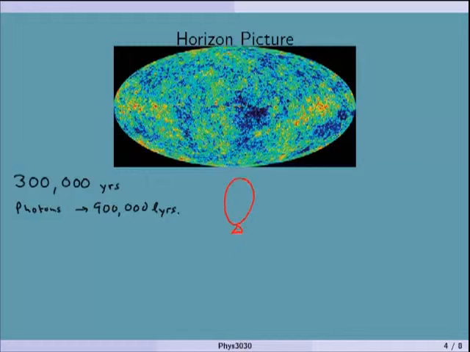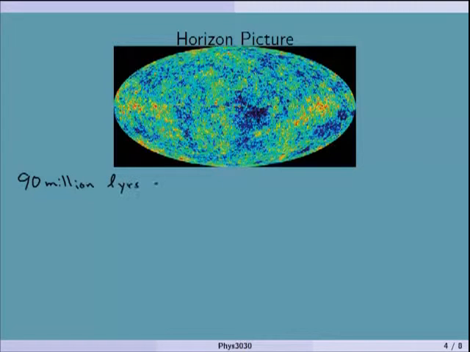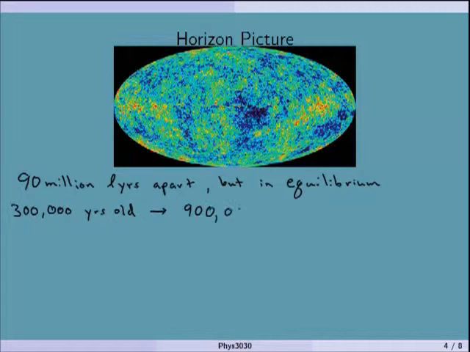Okay, so we have a balloon and we have a little ladybug sitting on the balloon. I want to be really careful about what I'm trying to say here. Let's do the calculation, and you find out that the photons were 90 million light years apart, but in equilibrium. So they were in equilibrium, which means they had some kind of causal contact with each other. The problem was that the universe was only 300,000 years old. At first you'd think that light could have only traveled 300,000 light years, and it actually could have traveled 900,000 light years. That's in your book, and I want to explain why this part is the problem.